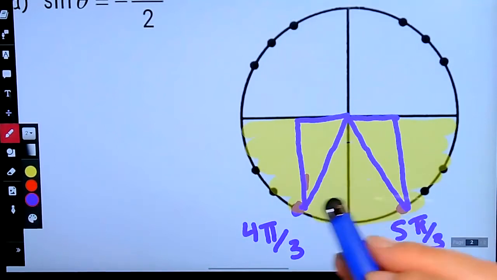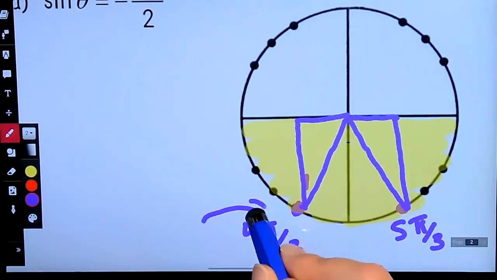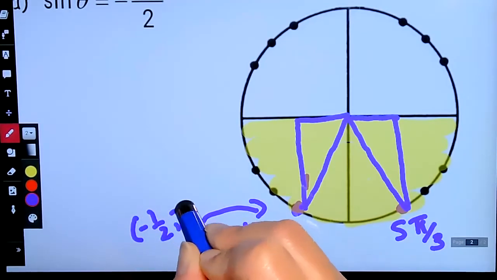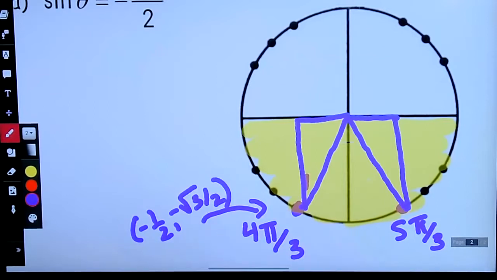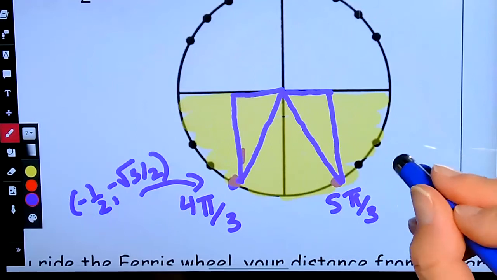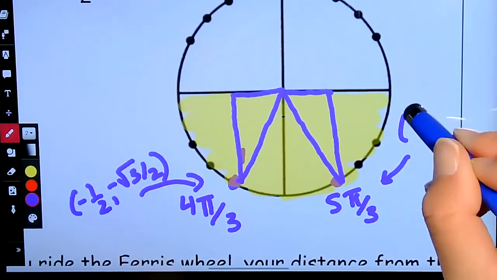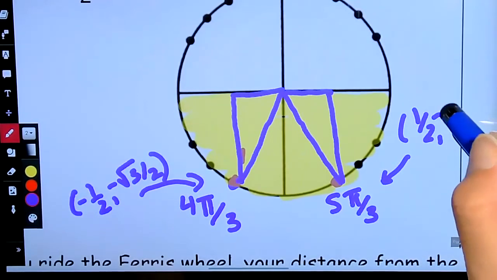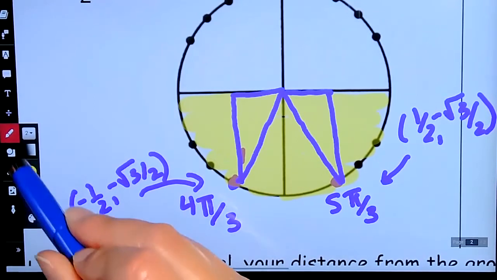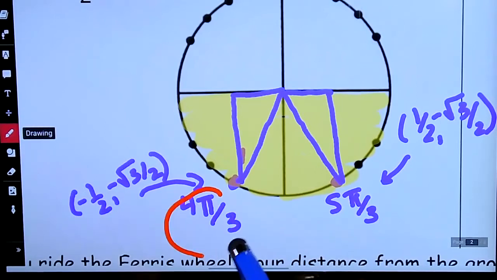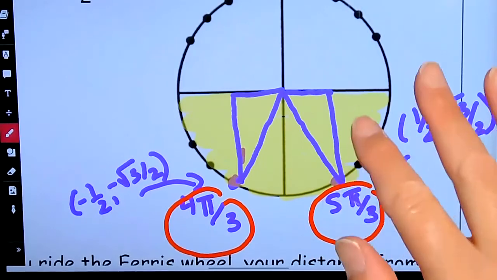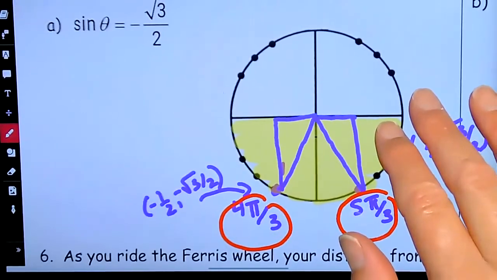And then in terms of the coordinates, let me just write it here. This is going to be negative 1/2 comma negative root 3 halves. And this one over here is going to be 1/2 comma negative root 3 halves. But my answers, the radians, are 4 pi thirds and 5 pi thirds. So that's the answer to this one.